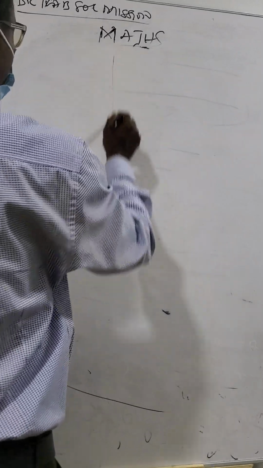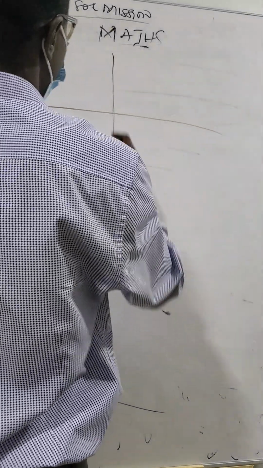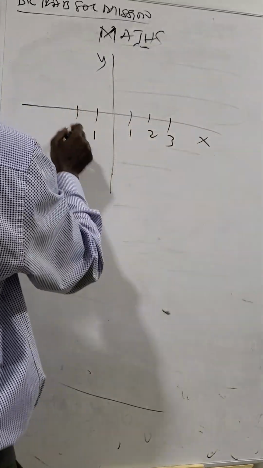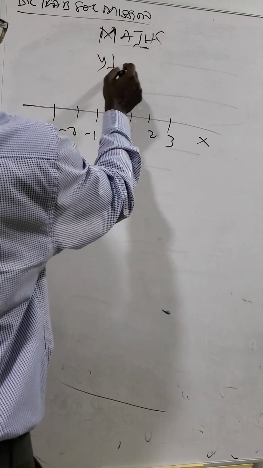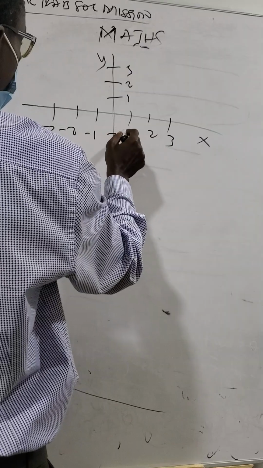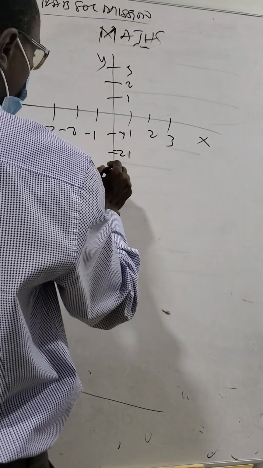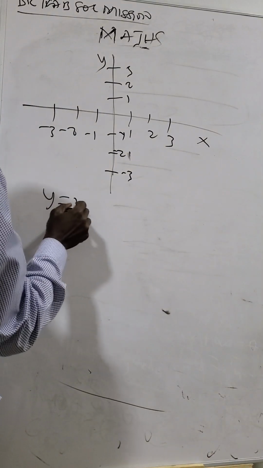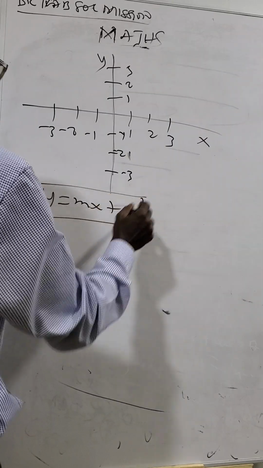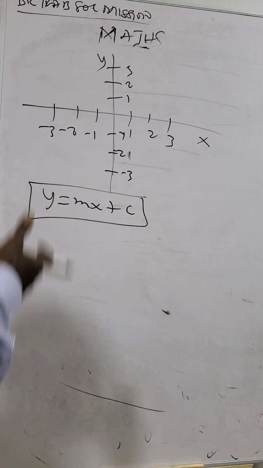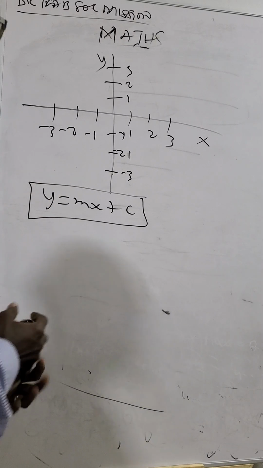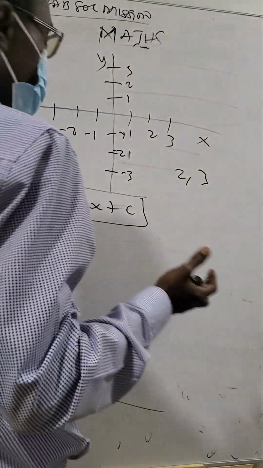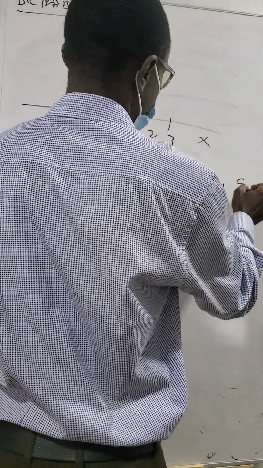So I have this, the y axis and this x axis, with 1, 2, 3, and minus 1, 2, 3. Right. So the linear equation is y is equal to mx plus c. So you can have this as your linear equation. Now, sometimes you are given only two coordinates, let's say 2 and 3, and then you're asked to find the equation. If you are given only two coordinates, and then you are given the gradient.